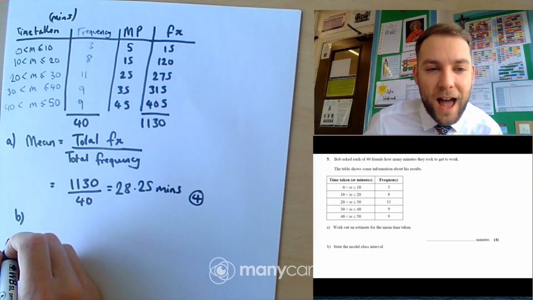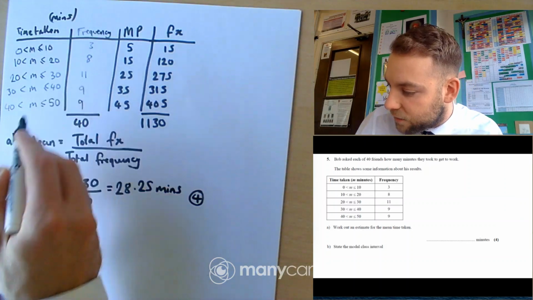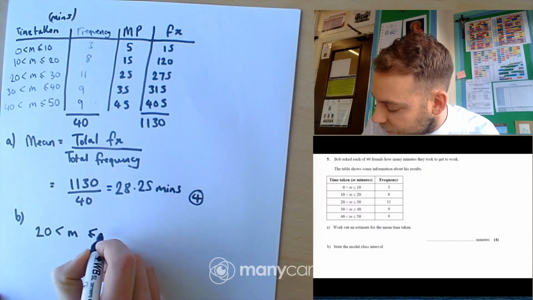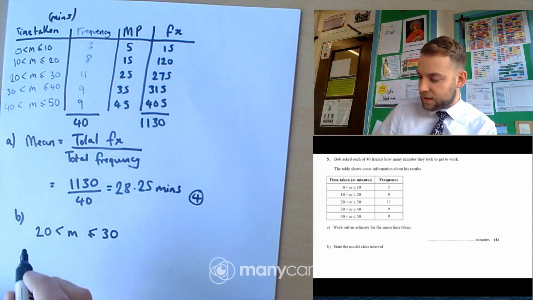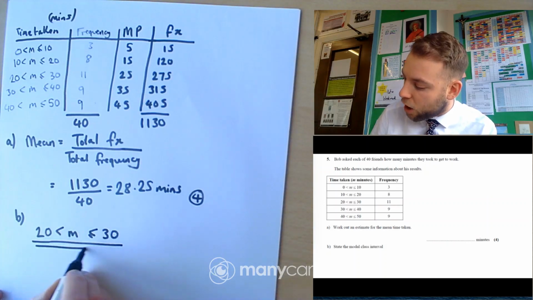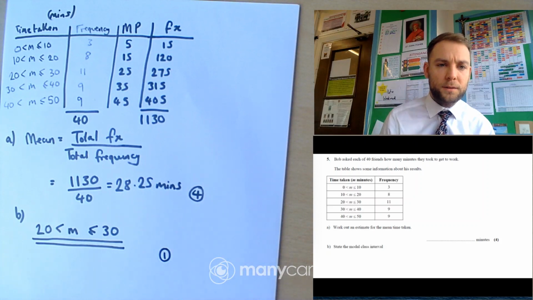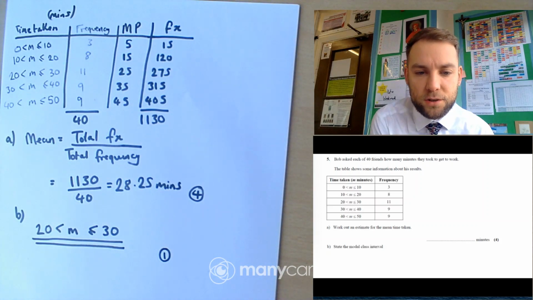Now, notice that it says the modal class, and that's because it's looking for the range of this. So 20 is less than m, is less than or equal to 30. So this here is the most common class, the most common range. And that there will probably be 1 mark. And that's that GCSE question done.